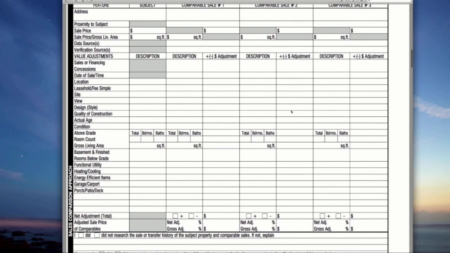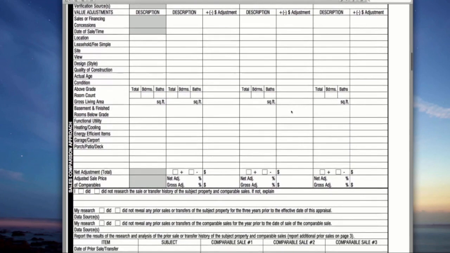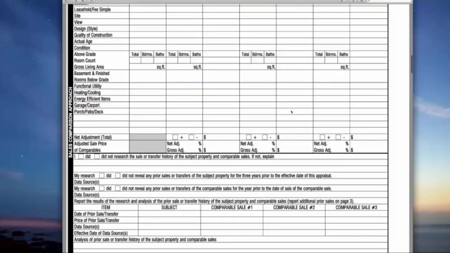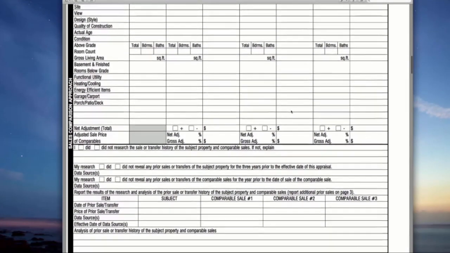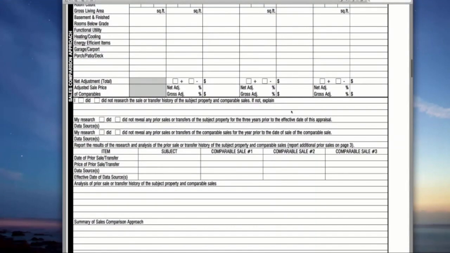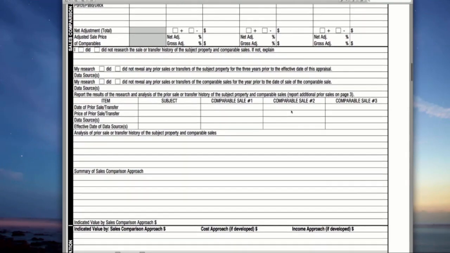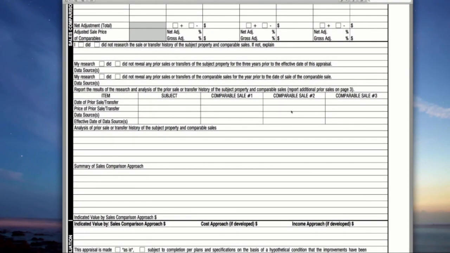You've got a specific question on this field? Just where are we now? Were you saying summary of sales comparison approach? Is that the part you were just talking about? Yeah, it's in that sales comparison approach section. Got it. Okay.